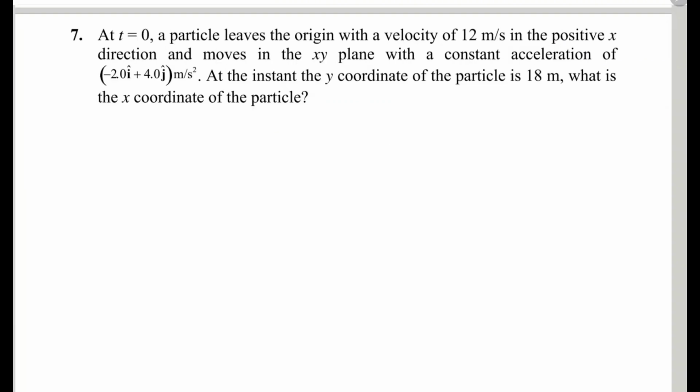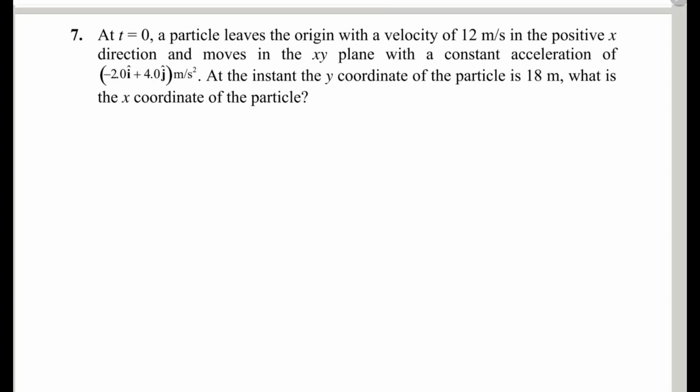At t equals 0, a particle leaves the origin with velocity 12 meters per second in the positive x direction and moves in the xy plane with a constant acceleration of minus 2i hat plus 4j hat. At the instant the y coordinate of the particle is 18 meters, what is the x coordinate of the particle?